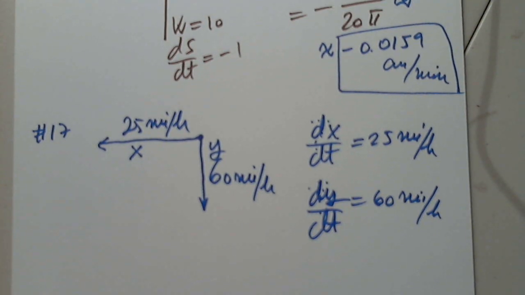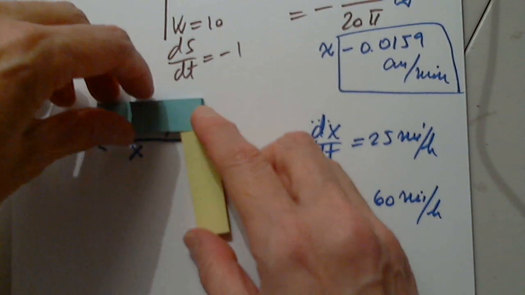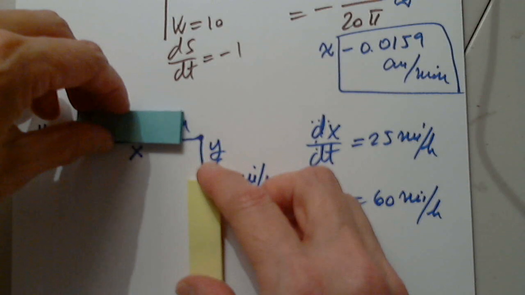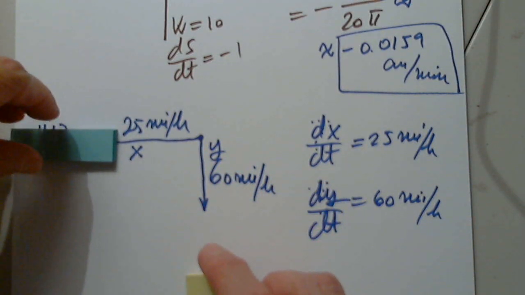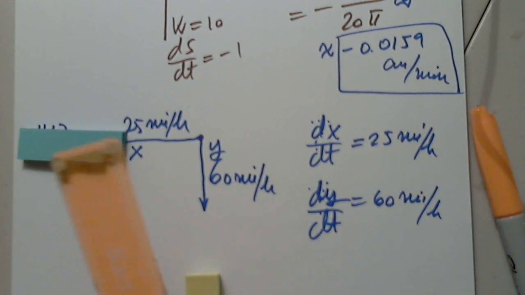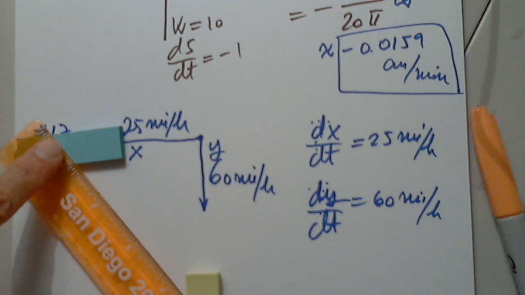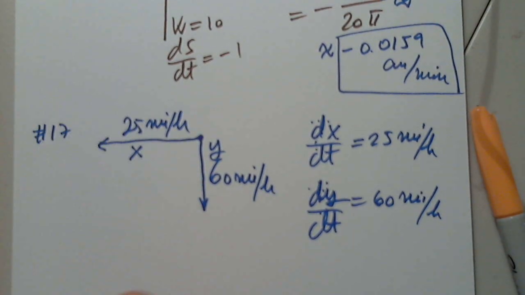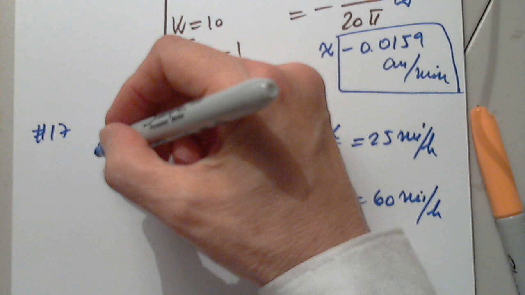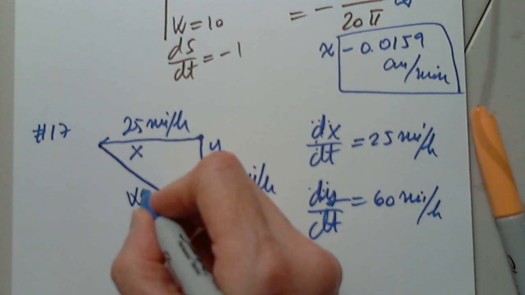So the two cars are going like this. They start here, and one is faster, and the other one's slower. So at some point in time, this is the distance between them. This one. I'm going to call this W.